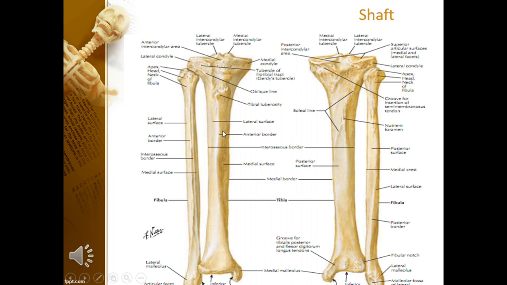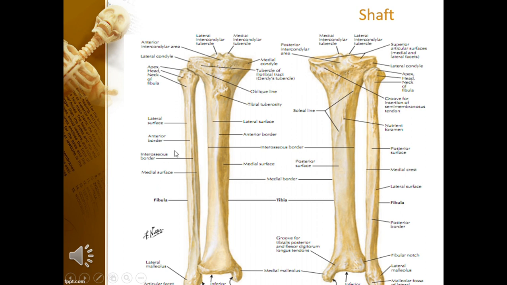Then we have medial border extending from medial condyle of upper end to the posterior border of medial malleolus. And the lateral border is extending from the lateral condyle to the anterior aspect of fibular notch. The lateral border is also known as interosseous border, as it is going to give attachment to interosseous membrane connecting it to the medial border or interosseous border of fibula.